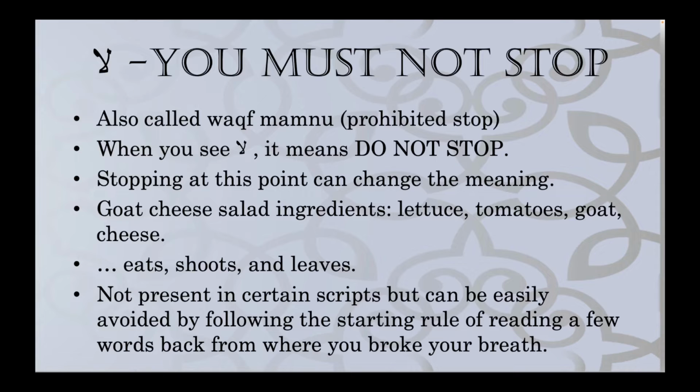Think of the green light, because stopping at this point can actually change the meaning of the Quran. I wanted to find some examples for English speakers. Imagine if you had this as a recipe for goat cheese salad, right? The ingredients you need for goat cheese salad is lettuce, tomatoes, goat, and cheese. You'd be thinking, no, wait, I would be eating a goat with my goat cheese salad? That's not very vegetarian, is it?